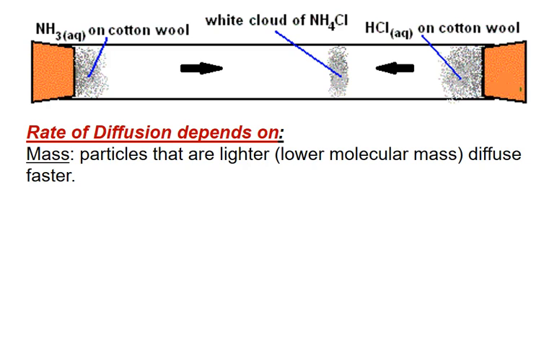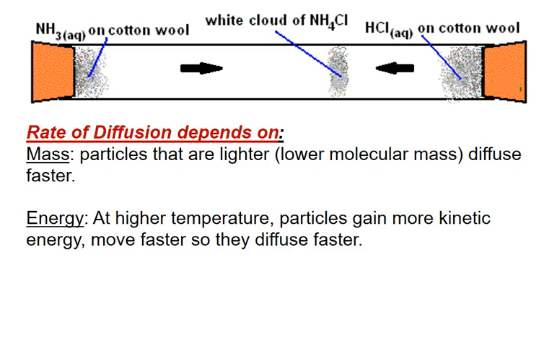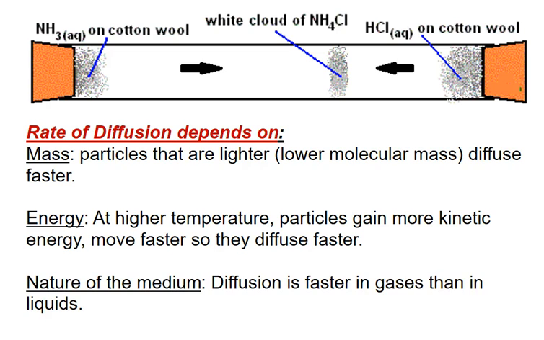Another factor that will affect the rate of diffusion is the temperature at which this is happening. So if the particles have more energy at higher temperature, then the particles will move faster. So if I were to hold this tube with my hand, that provides more heat from the body, this would cause the particles of both NH3 and HCl to move faster, and the appearance of the cloud of ammonium chloride would happen faster. So at higher temperature, particles gain more kinetic energy, move faster, diffuse faster.